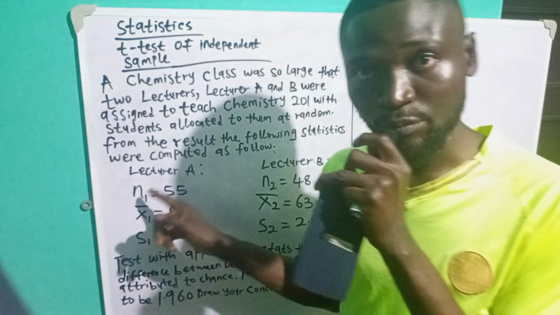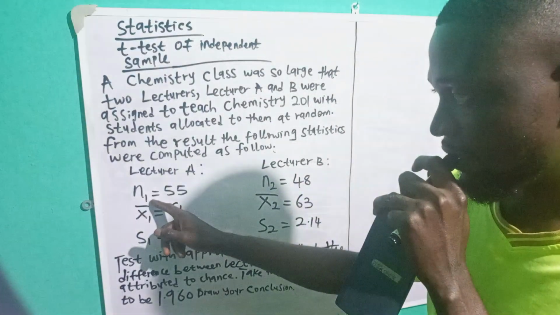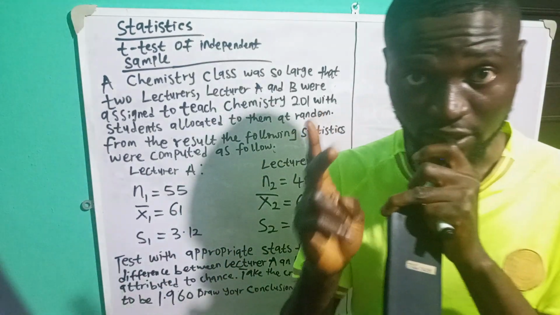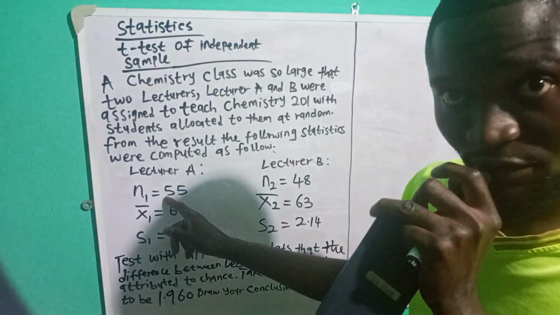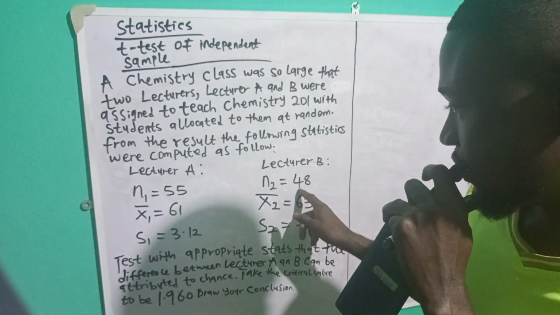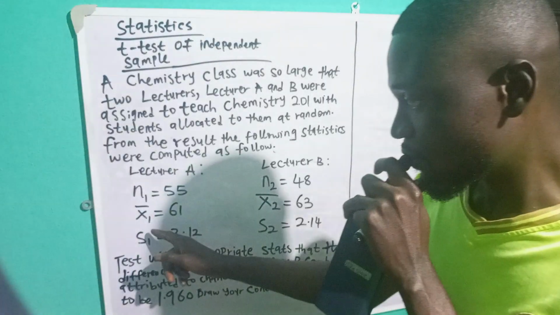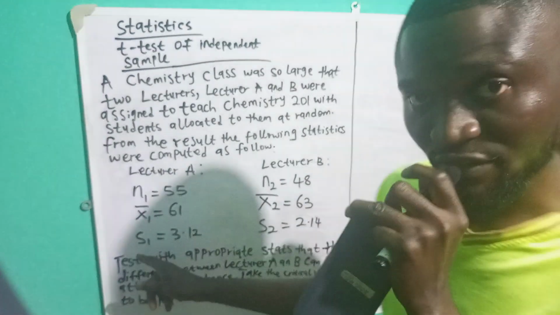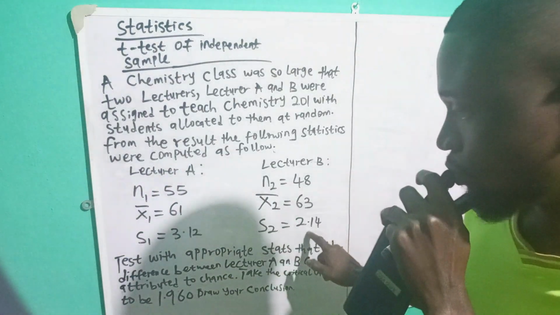For lecturer A, this n means number. N1 was written beside lecturer A and N2 was written beside lecturer B, because they are two. So N1, the number of students for lecturer A, is 55, and the number of students for lecturer B is 48. X bar means mean. So the mean for lecturer A is 61 and the mean for lecturer B is 63. S means variance. Variance for lecturer A is 3.12 and variance for lecturer B is 2.14.